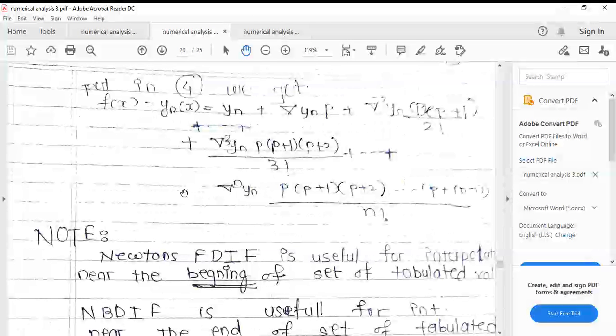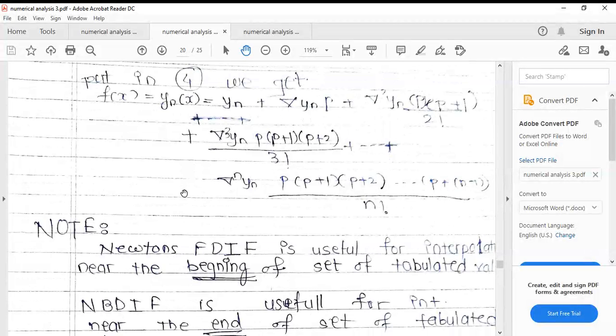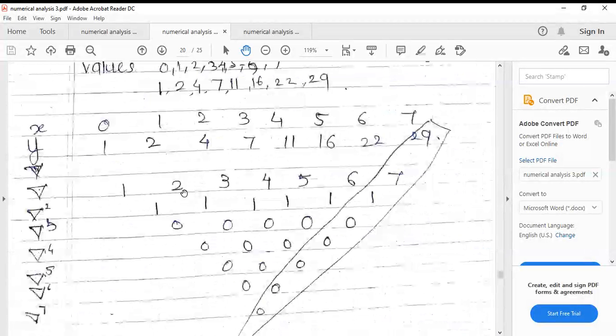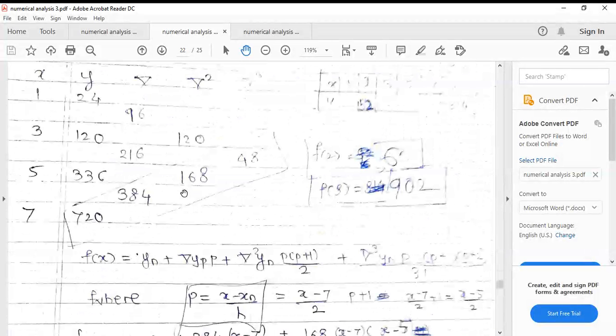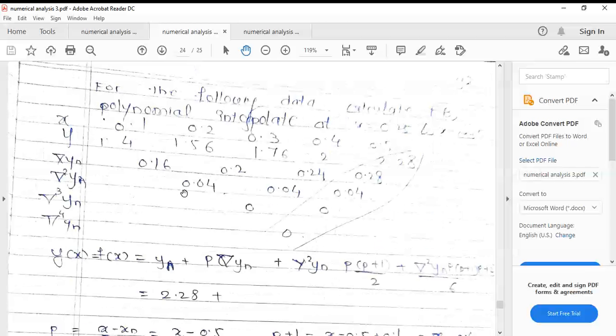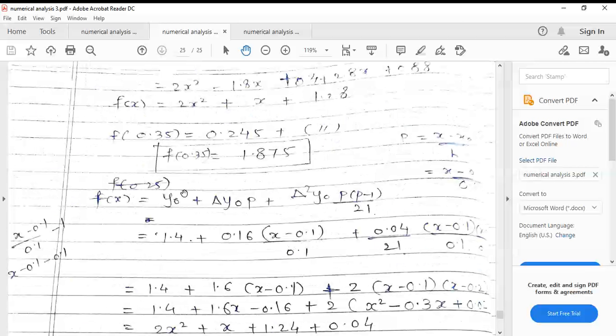And then after putting, we will get the formula for the backward difference operator and the forward difference operator. These are the examples that I have already told you. Now next is the divided difference, which we have just now seen.